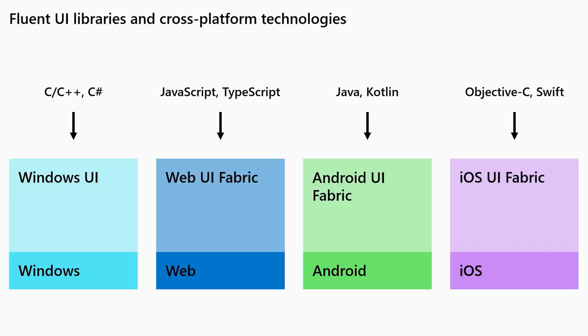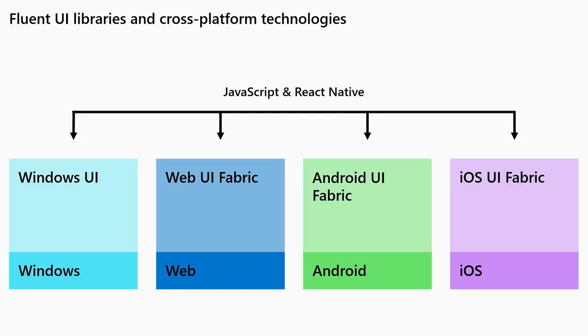You can write natively to each Fluent UI library using the same languages, the same way you write natively to each platform today. And for those of you who are doing cross-platform development, you can use JavaScript and React Native to take advantage of Fluent UI libraries across platform.